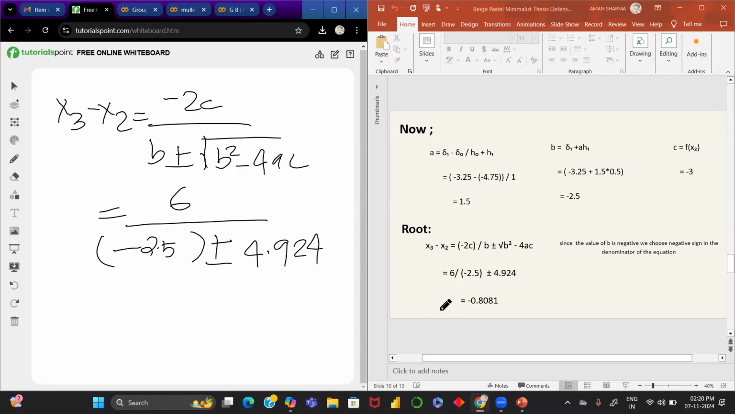But we take the root based on the sign of b, to make the denominator large, so that the root is estimated closest to x2. Here the value of b is minus 2.5, which is a negative value. So we take the negative sign in the denominator.